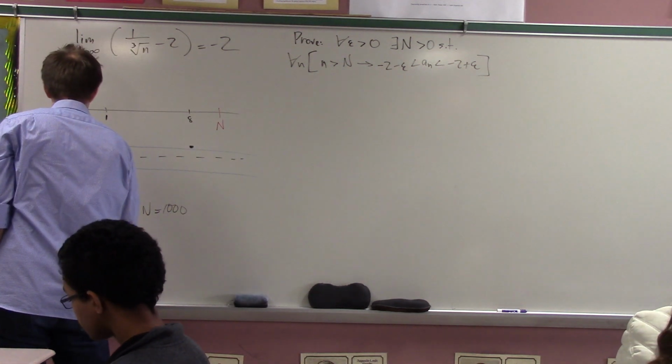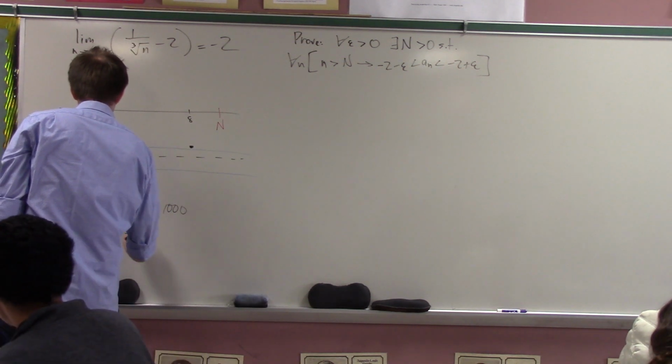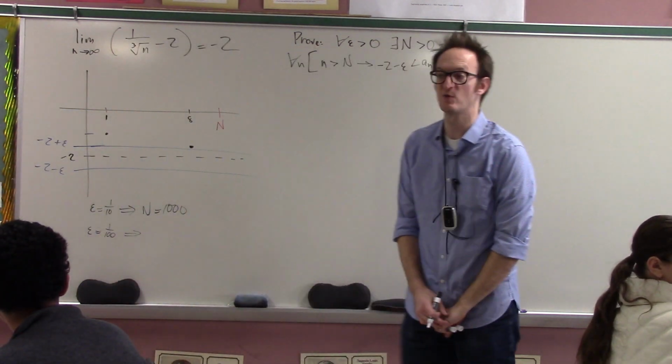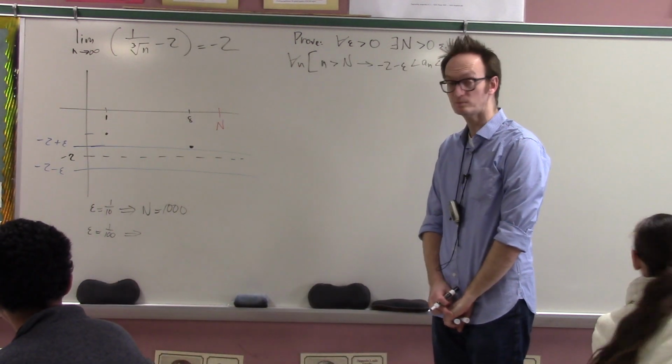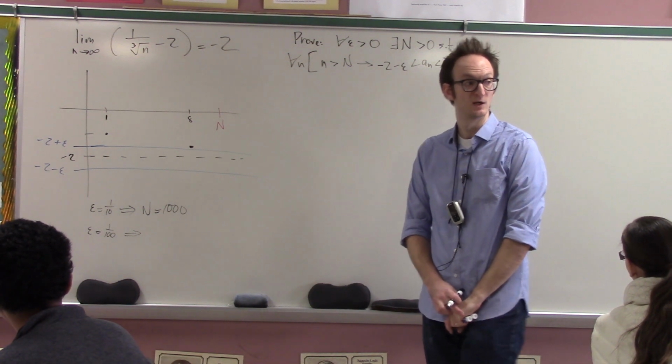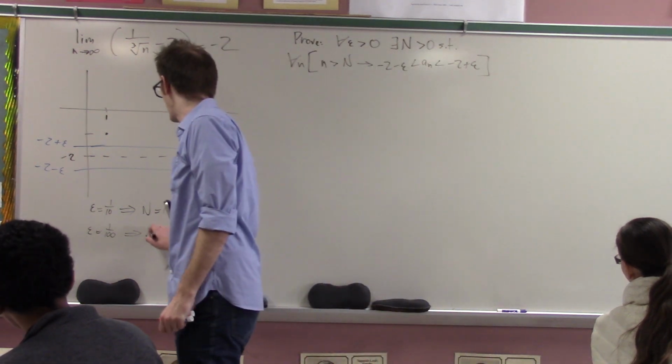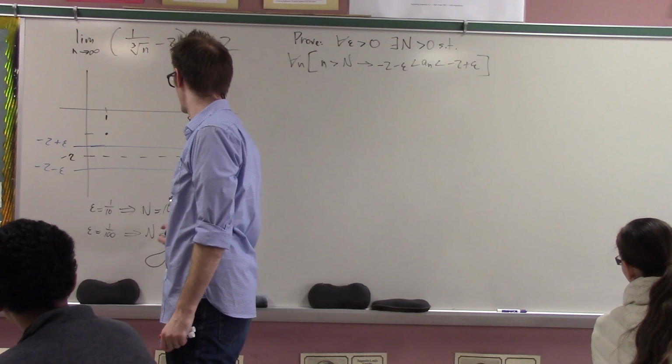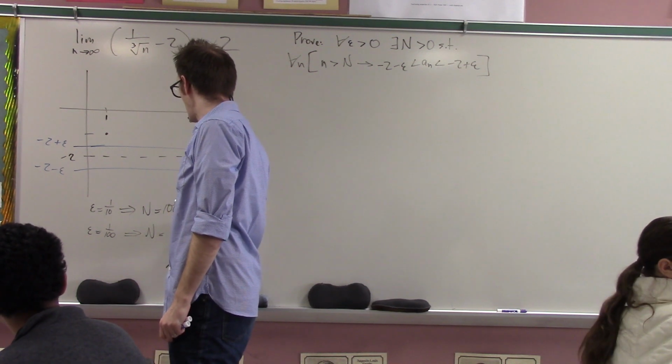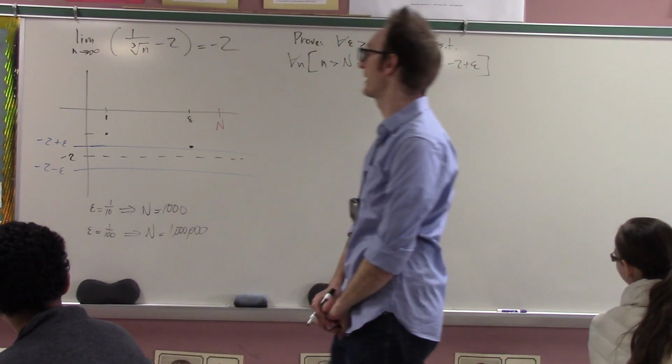And I guess I can do another one. What if I want to be within 100th? How far out do I have to go? 100 cubed, which is like a million. Yeah, so it seems I'm gonna have to go out to like 1,000,000.